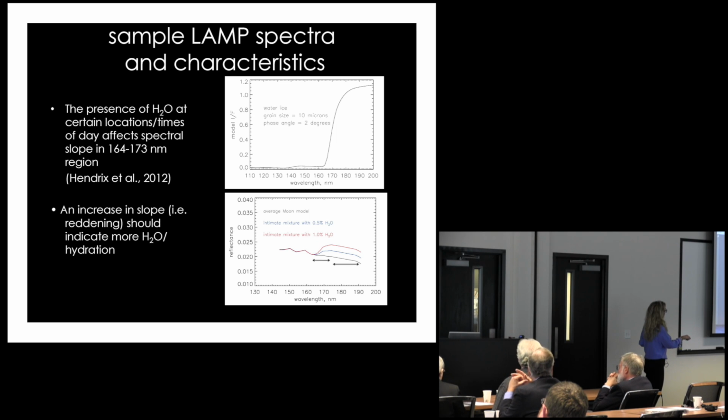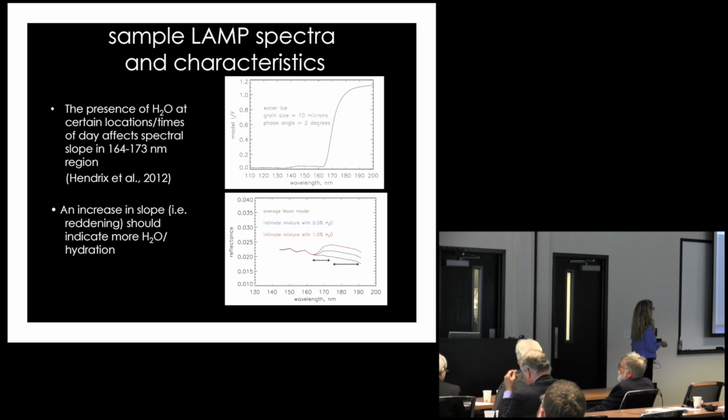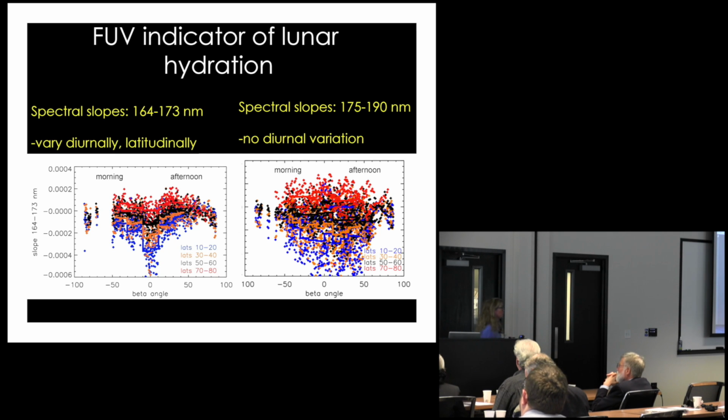look at the spectral signature right at 165 nanometers, right where that water is really strongly absorbing. So we measure the spectral slope right over that absorption edge, and then in a longer wavelength bandpass. We measure those slopes over the whole entire moon and at different times of day and see whether we see any variability there. And it turns out that we do. These are busy plots, but on the left are the spectral slopes over that water absorption edge, and we see a lot of variability throughout the day.